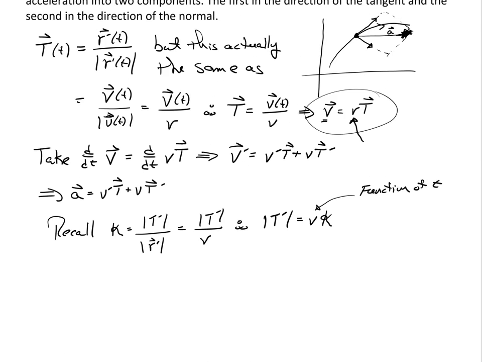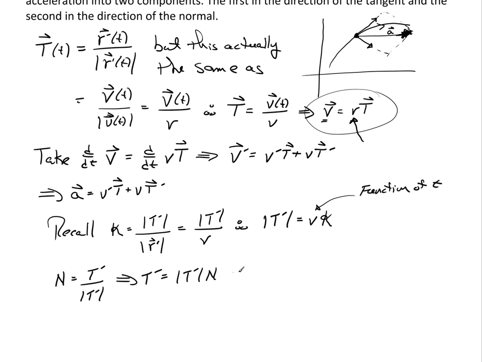Now, from here, recall that the unit normal vector n is equal to T prime over the magnitude of T prime. That's the unit normal vector pointing in toward curvature with length 1. Therefore, I can say that T prime equals the magnitude of T prime times that normal vector.